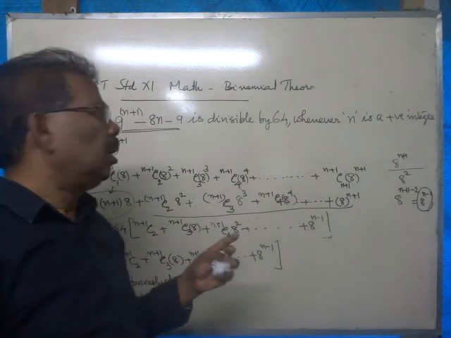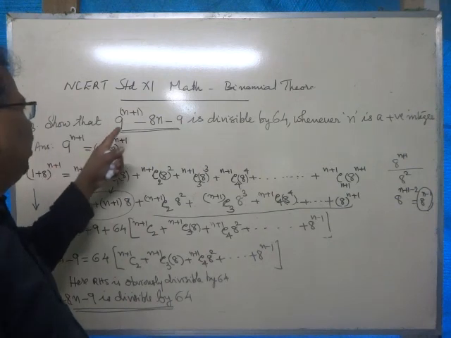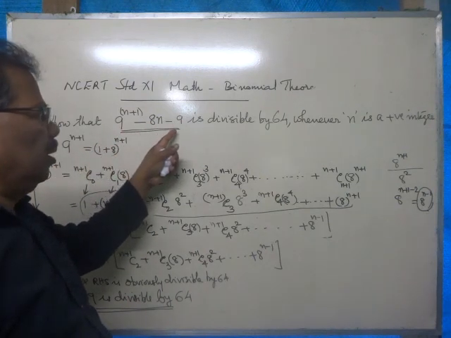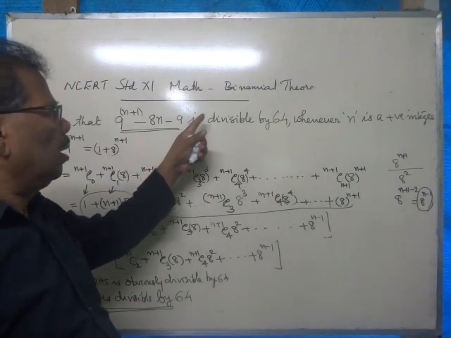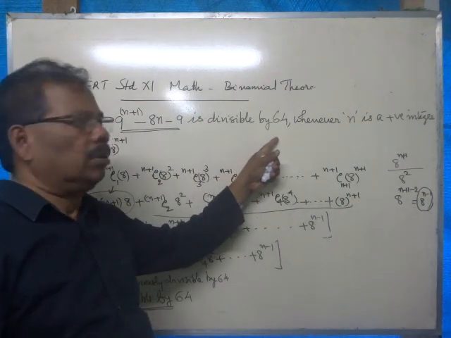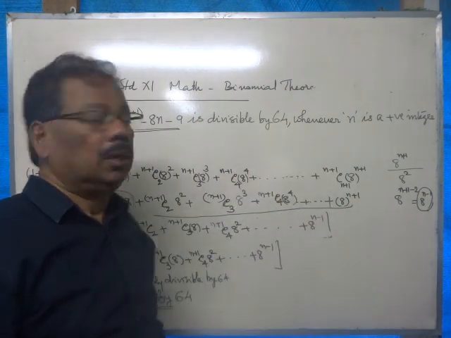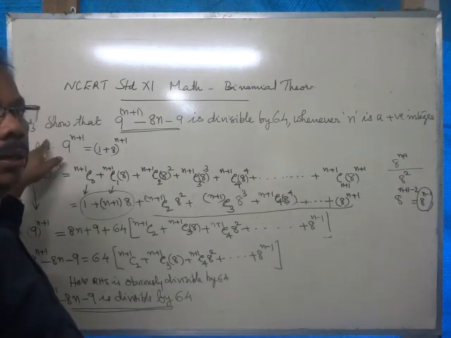Using the binomial theorem, we have to prove that 9 raised to n plus 1 minus 8n minus 9 is divisible by 64 whenever n is a positive integer. That is question number 13 in the NCERT textbook.